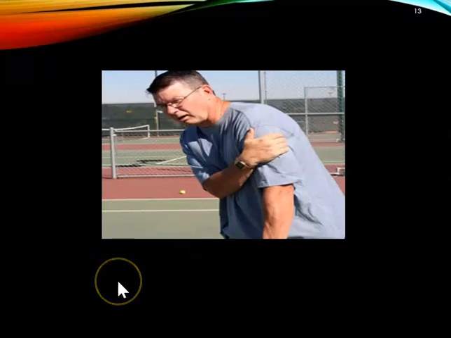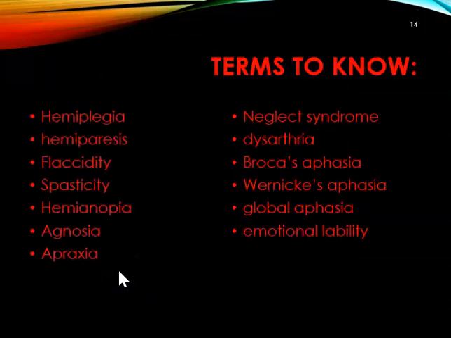We're going to talk first about general manifestations of stroke. This means that they're going to apply to all types of strokes. These are some terms that I would like for you to know. And patients can have different combinations of these with different types of strokes. So I really want you to look these up so that you understand them a little bit better.